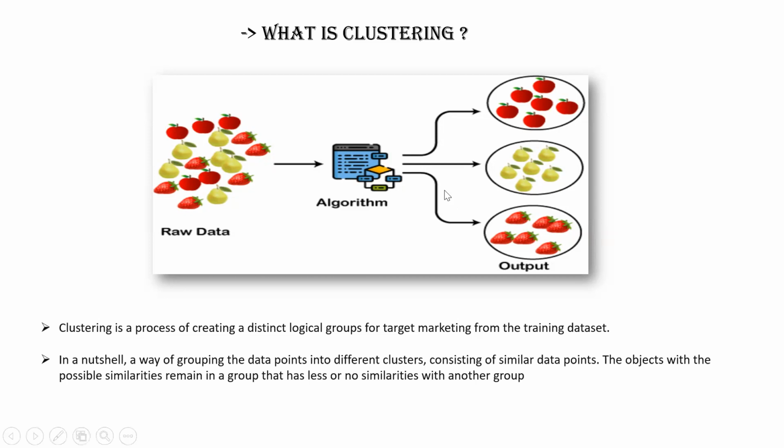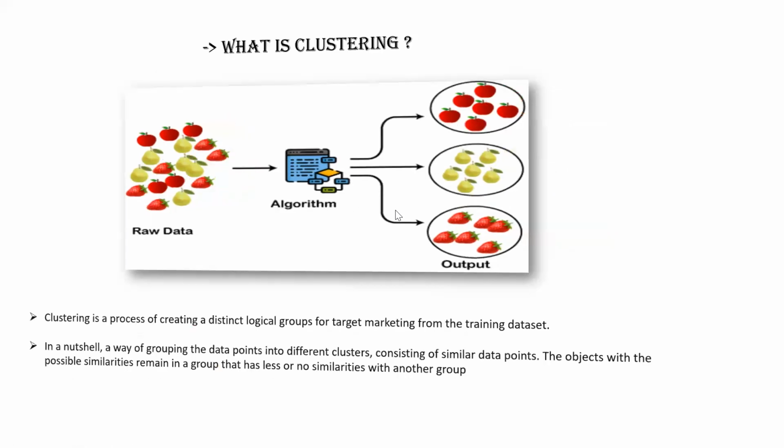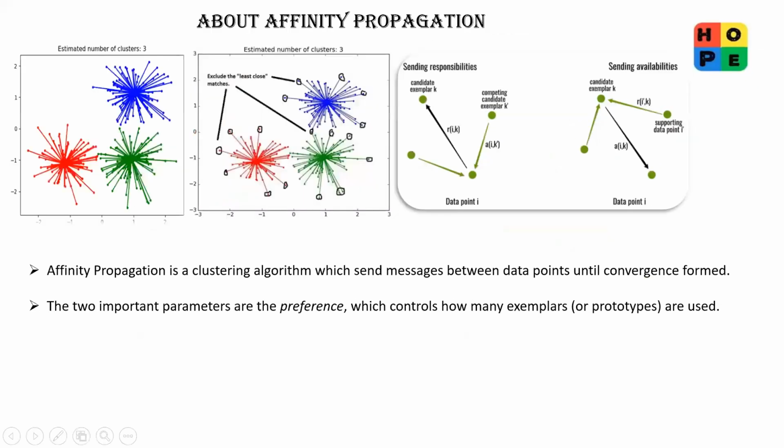Next, we are going to discuss the affinity propagation algorithm. The name itself clearly suggests what this algorithm is about. The literal meaning of affinity is relation, a relationship between one entity and another entity. What it basically does is send messages between data points until convergence is formed. There are two main parameters which help to control the exemplars.